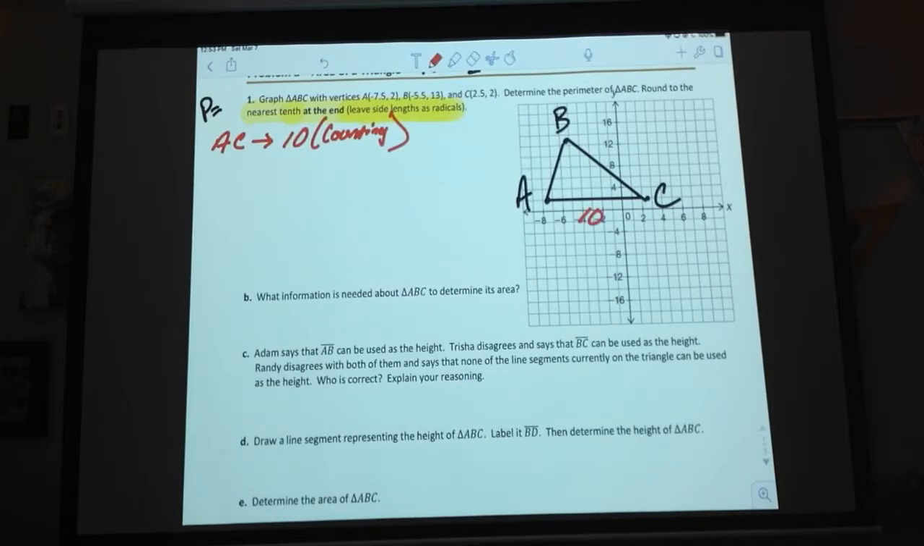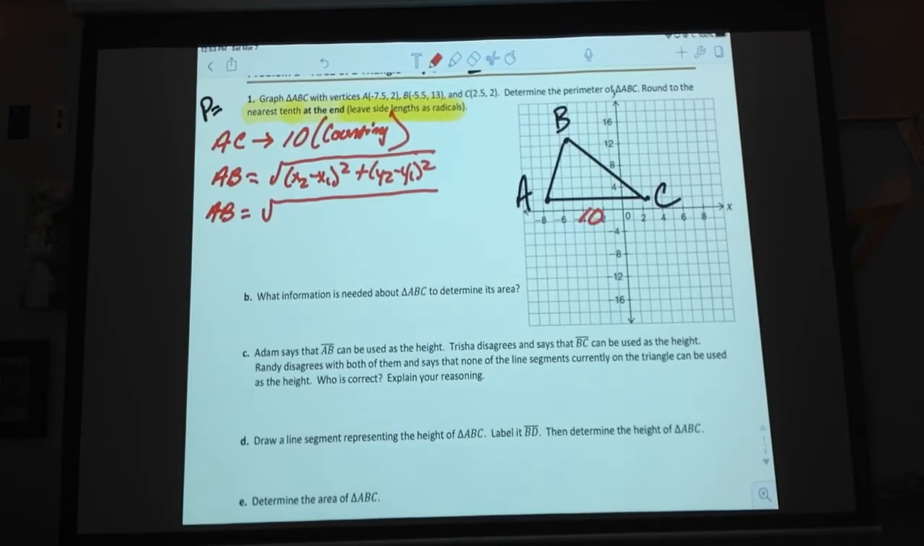Now, looking at AB and BC, I can't find distance by counting for these. So I must do the distance formula. So here we go. I want to find the distance of AB. So I'm going to take the square root of x2 minus x1 squared plus y2 minus y1 squared. Remember, by the time we're done with this unit, you should have written the distance formula 57 times. You should know this. Every time you write it, you will know it by heart.